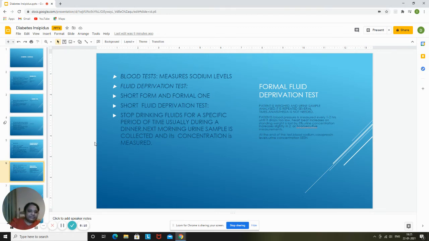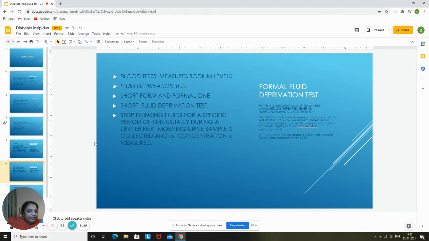Patient's blood pressure is measured every 1 to 2 hours until it drops too low. Heartbeat increases on standing. Weight is lost by 5%. Urine concentration increases slightly in 2 or 3 consecutive measurements. Means blood pressure is measured every 1 to 2 hours.